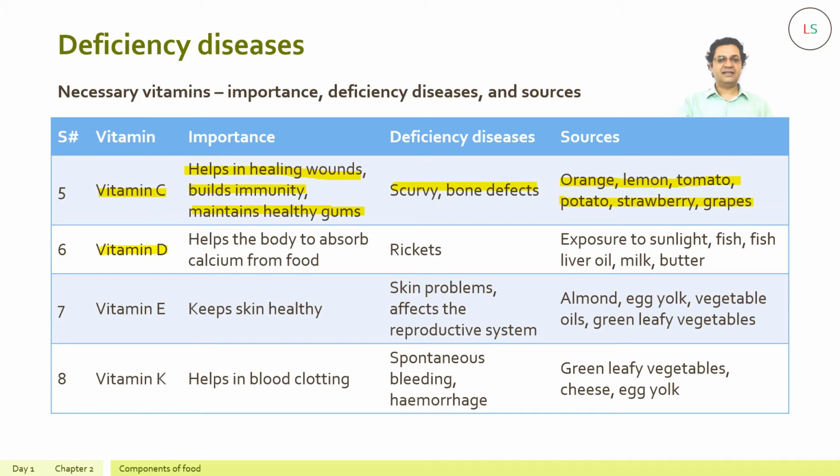Vitamin D helps the body to absorb calcium from food, and deficiency of vitamin D causes rickets. Vitamin D can be obtained from exposure to sunlight, fish liver oil, milk, and butter.